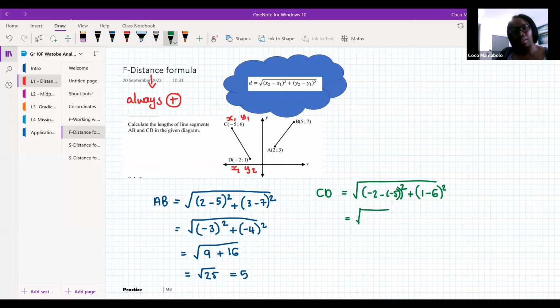Okay. Do this the long way. So -2 and -5 will give me +5. -2 plus 5 will give me -3. All of this squared plus 1 minus 6 will give me -5, squared. Yes, ma'am. -2 plus 5 is +3. +3. Oh my goodness, where is my brain today? Thank you, Teacher Cat.